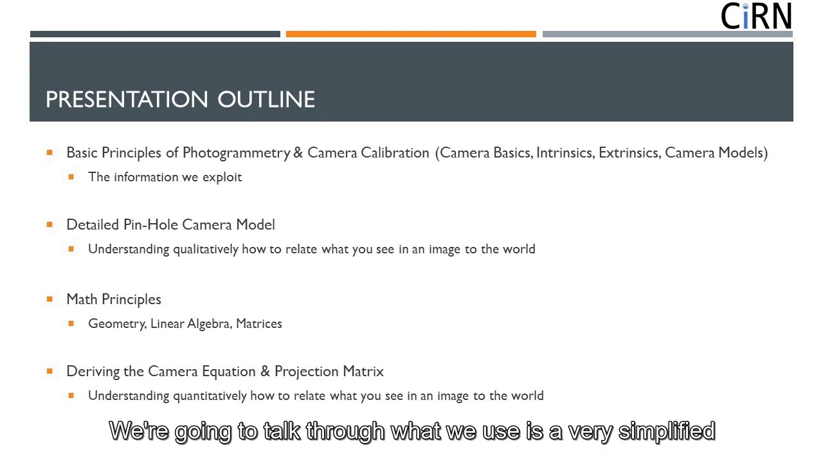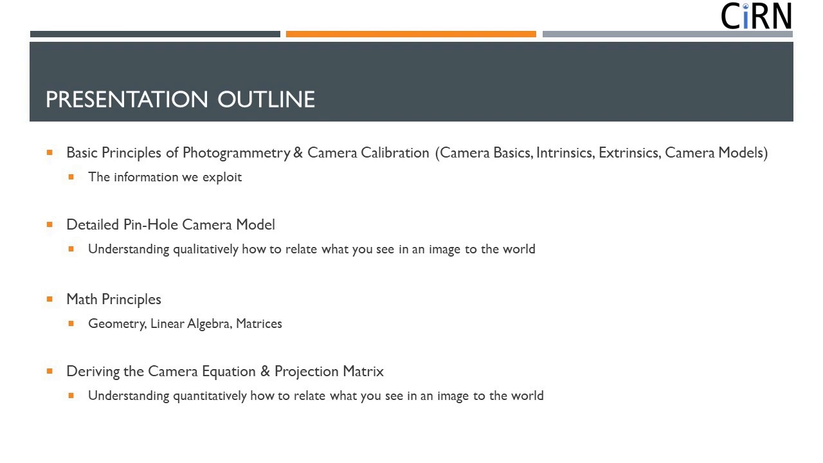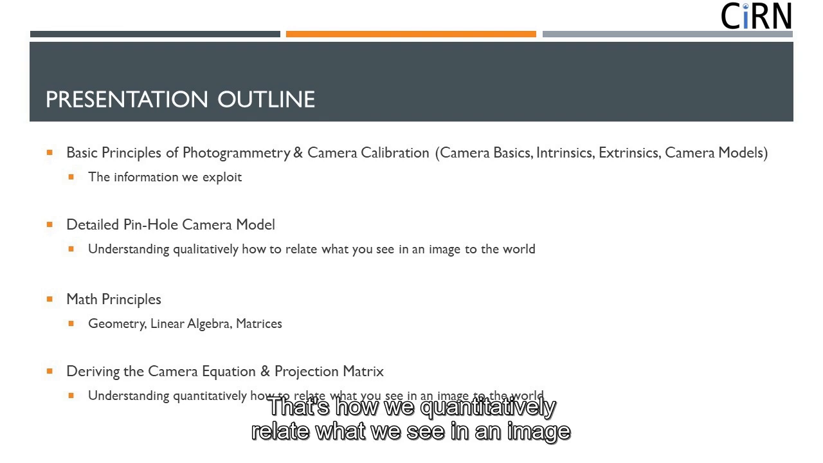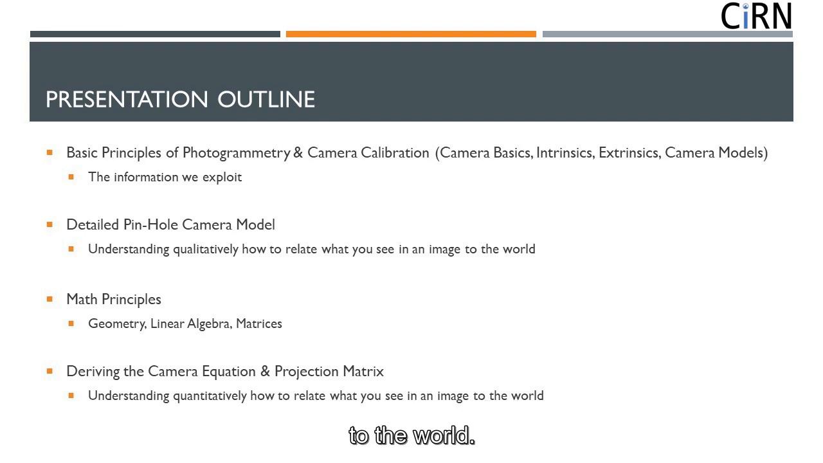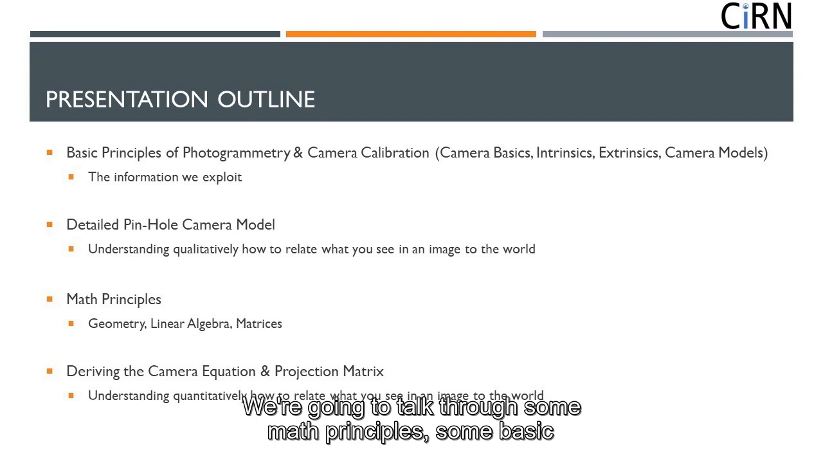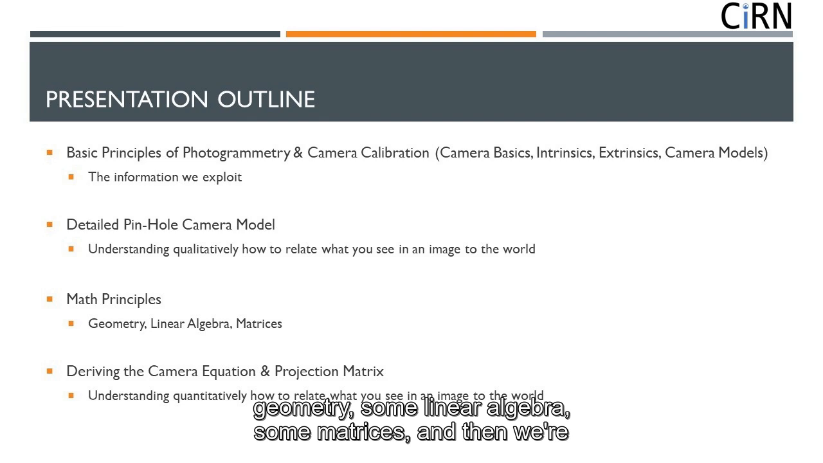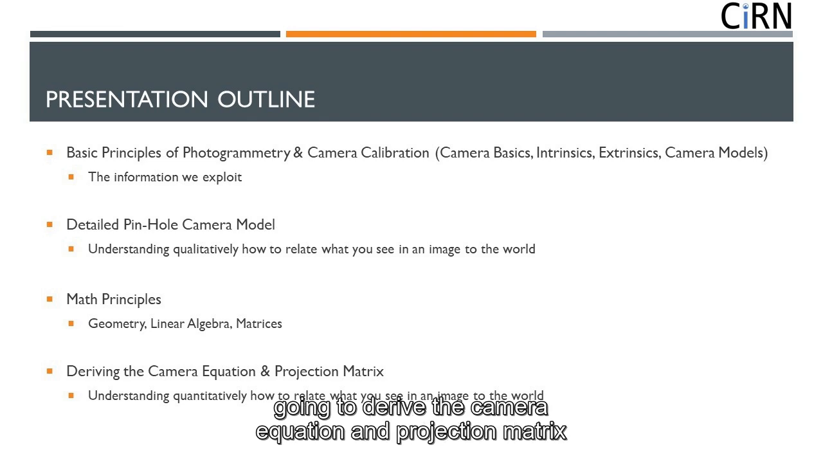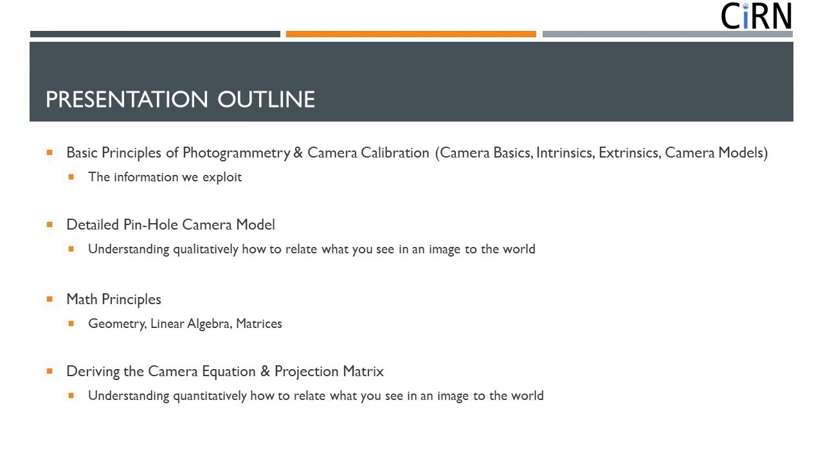We're going to talk through what we use, a very simplified pinhole camera model. That's how we quantitatively relate what we see in an image to the world. We're going to talk through some math principles, some basic geometry, some linear algebra, some matrices, and then we're going to derive the camera equation and projection matrix that is at the heart of the CIRN quantitative coastal imaging toolbox.